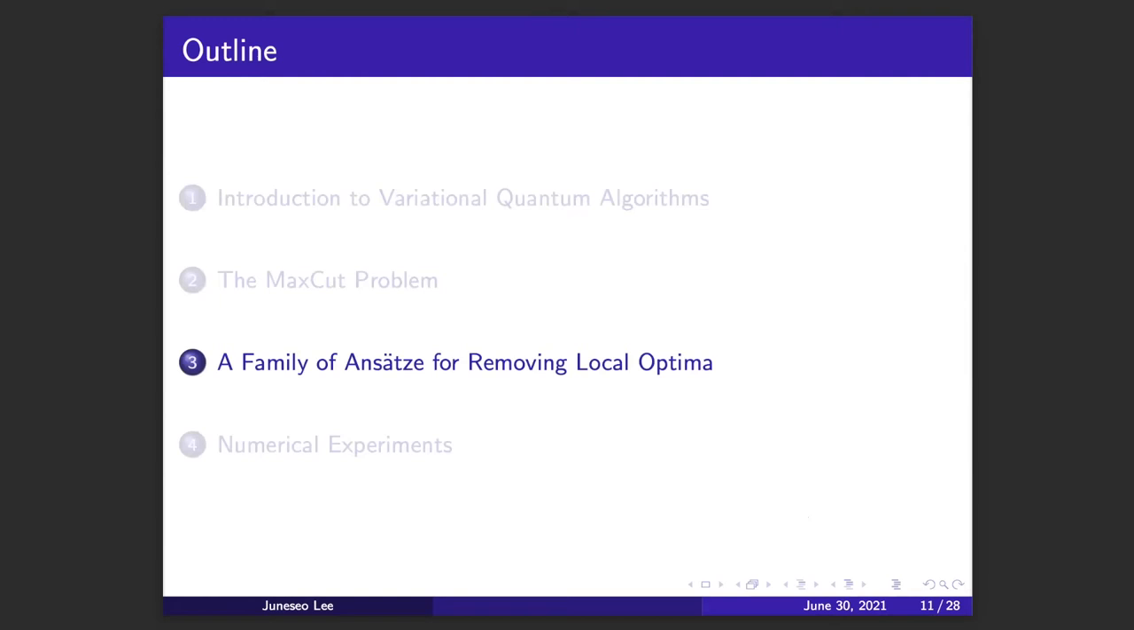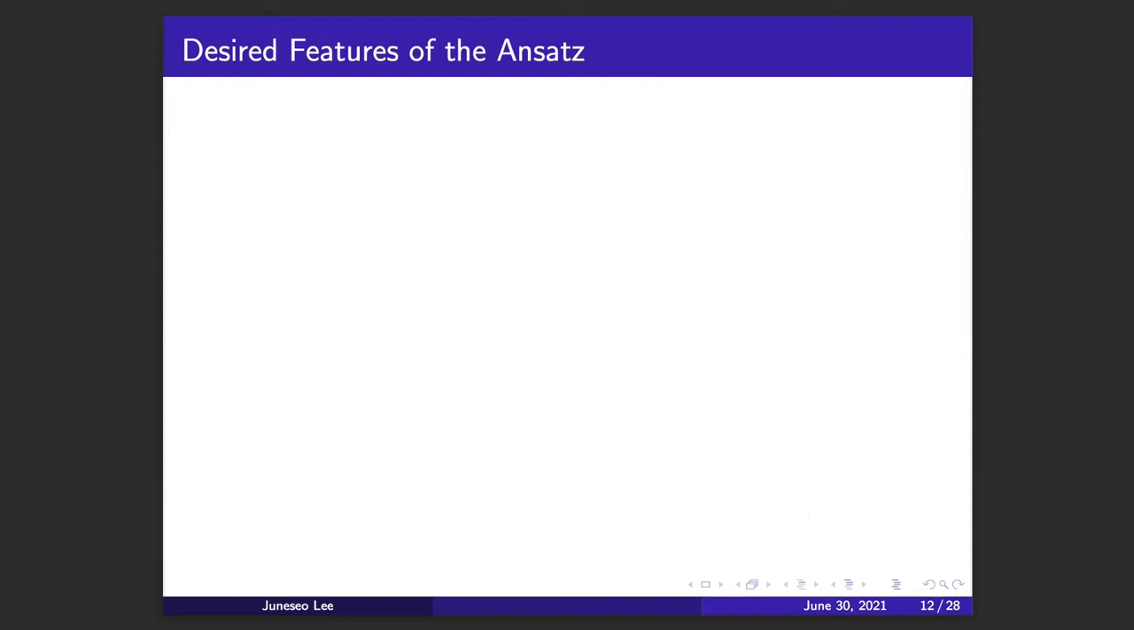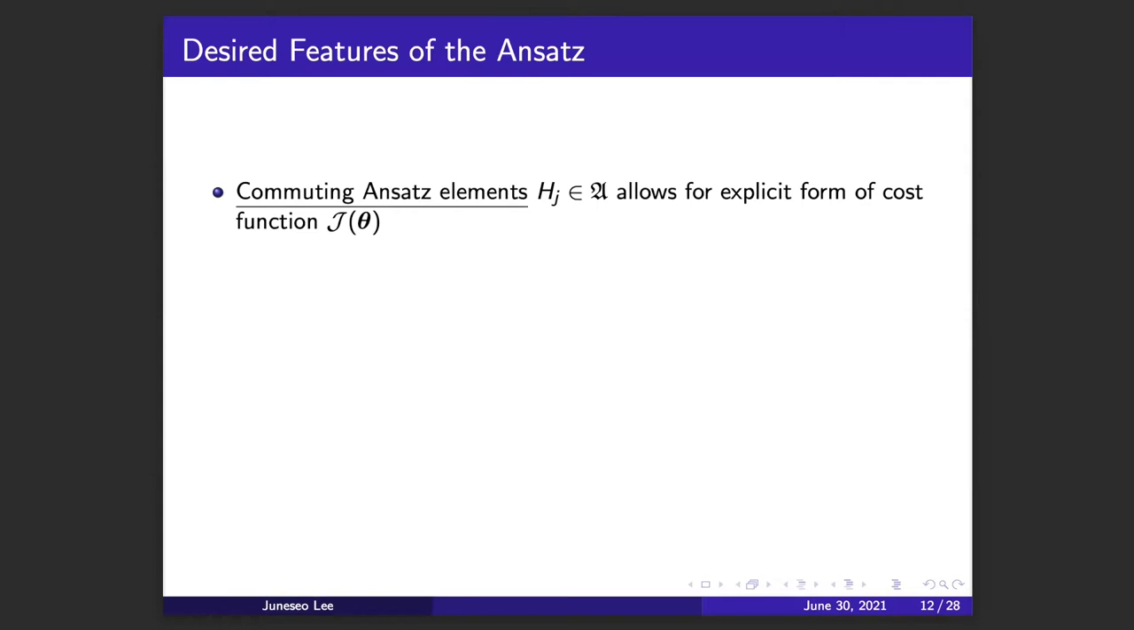Now, before I define the ansatz itself, I want to list a few features that I would want it to have. And I guess, spoiler alert, our X ansatz does have these features. First, one of the reasons you could easily show that the classical ansatz gave an explicit form of the cost function was because the ansatz elements all commuted with each other, since tensor products of Pauli X's and identities obviously all commute. So you could actually write down the expectation pretty easily. So we want our ansatz elements to also commute with each other.